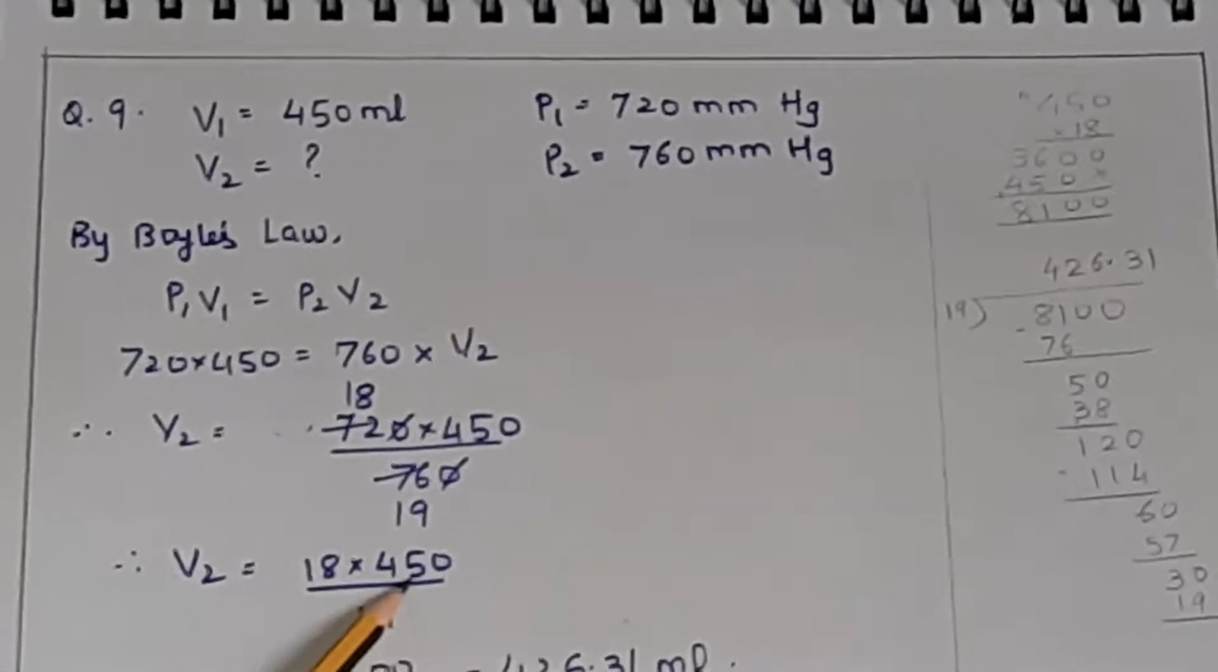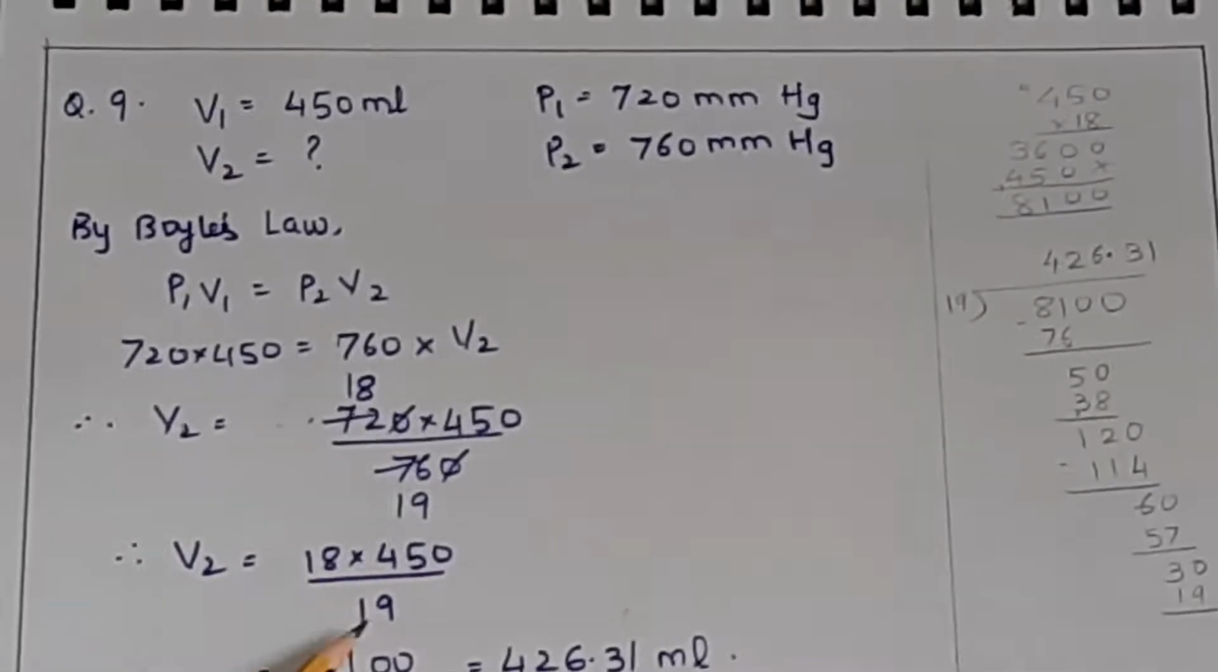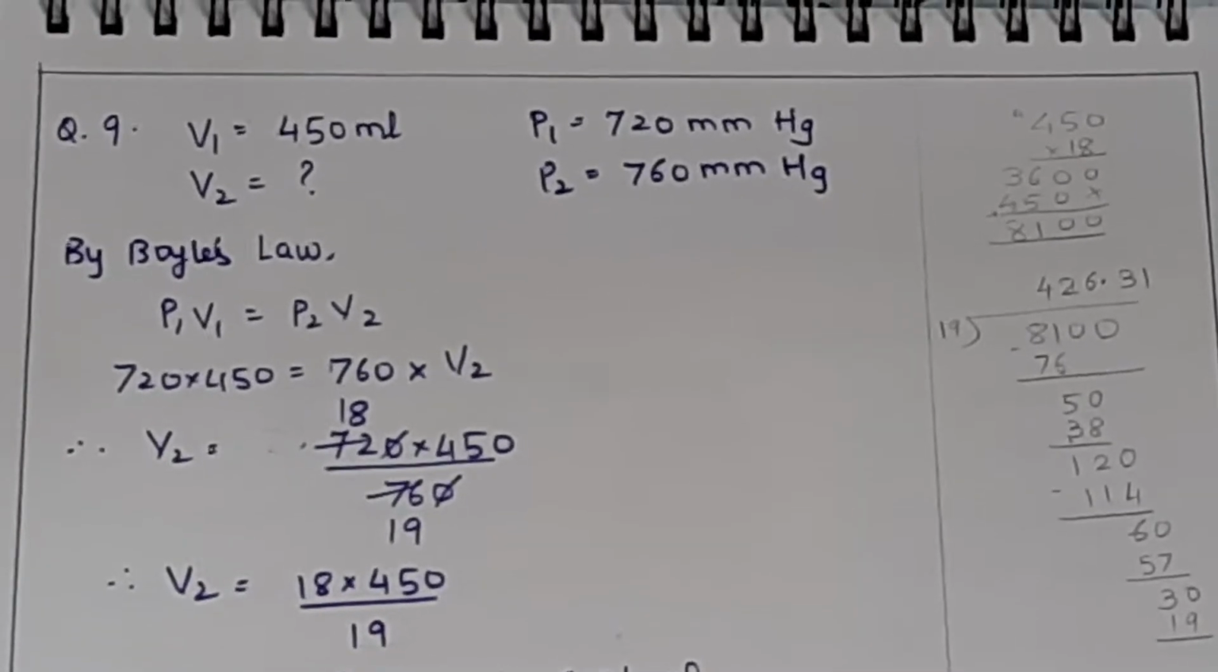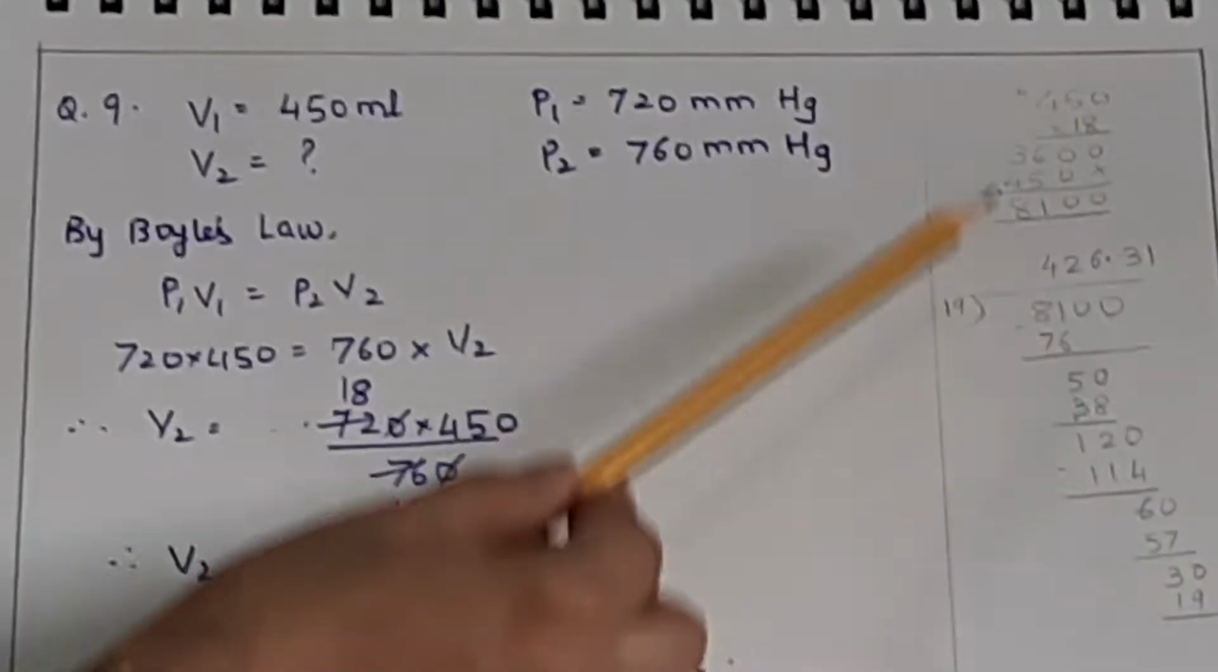It is 18 into 450 by 19. Now it will not go further, so you multiply it and then divide by 19. You have to show the working on the right hand side neatly. Okay, so this is your answer.